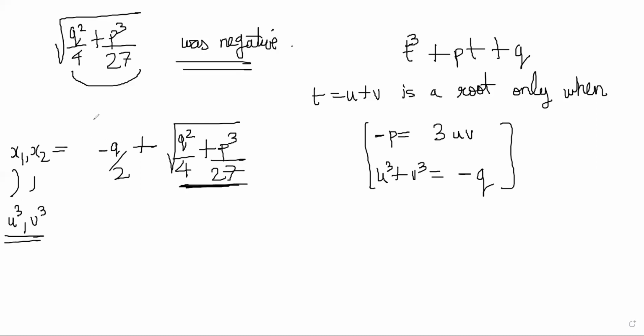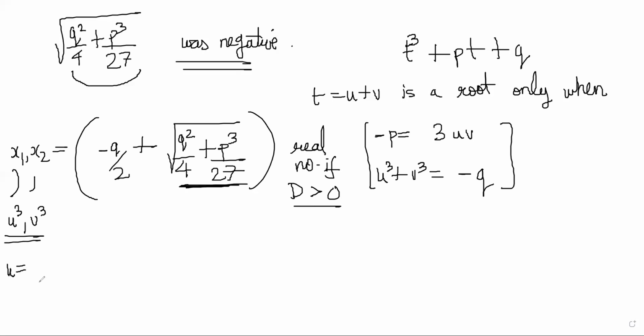If this part is positive, this whole quantity is a real number. A real number if the discriminant, or the thing inside the root, is positive, right? Then there is no issue. You just take u equal to the cube root of that and v equal to the cube root of that, and you just add, and that is your answer. That is the only real root.